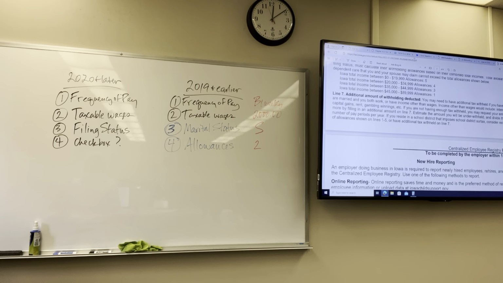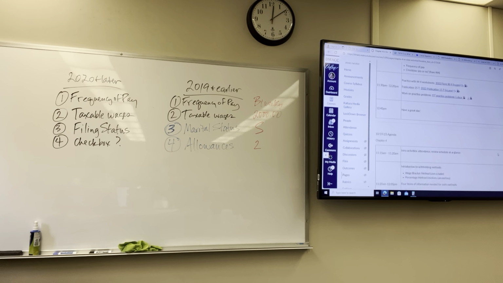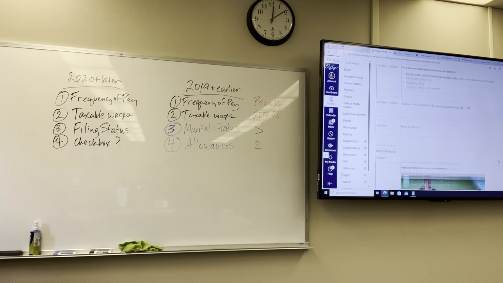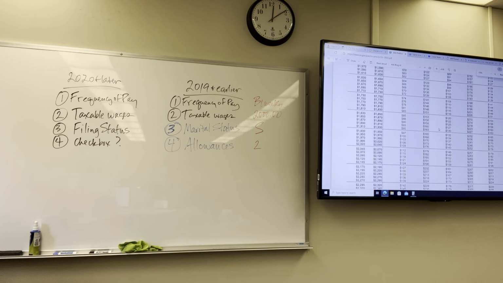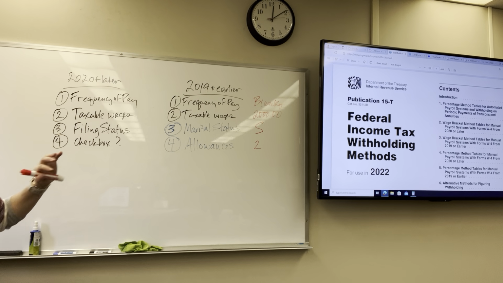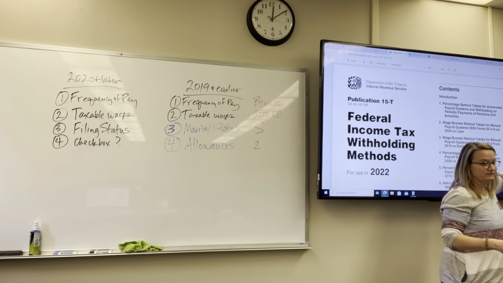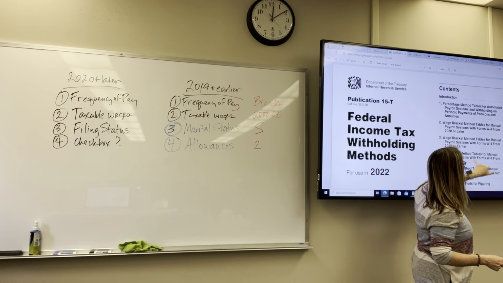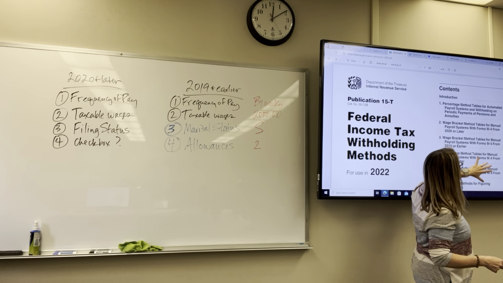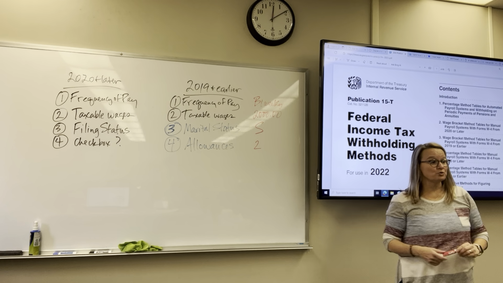In order to calculate this, we are going to need our 15T. The same one. We're going to use the same publication that we used for the earlier calculations, because remember, we had several different chapters here. We had wage bracket method, 2020 or later, percentage method, 2020 or later. We also have wage bracket for 2019 or earlier, and percentage method for 2019 or earlier.